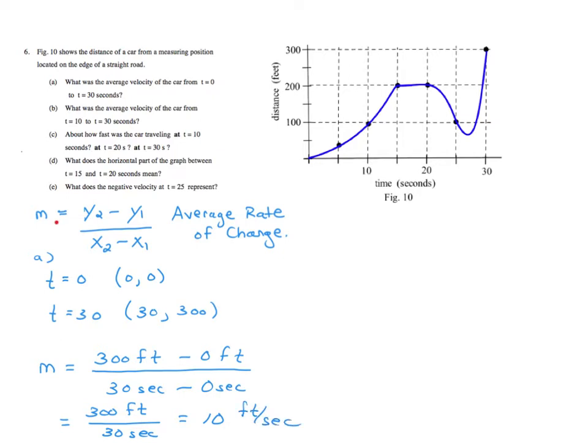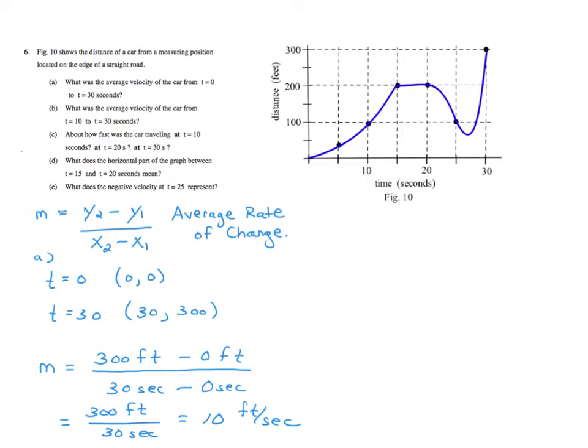So the reason the slope is called average rate of change is because the units that you end up with is, in this case, a velocity. It's a speed. So it's what we've done before, but I've just attached the units on the end. For the remaining parts, since I know the units are always going to be in feet per second, I will leave them off in this process and just put them on at the end. But this is the answer for part A. The average velocity from t equals 0 to t equals 30 seconds is 10 feet per second.